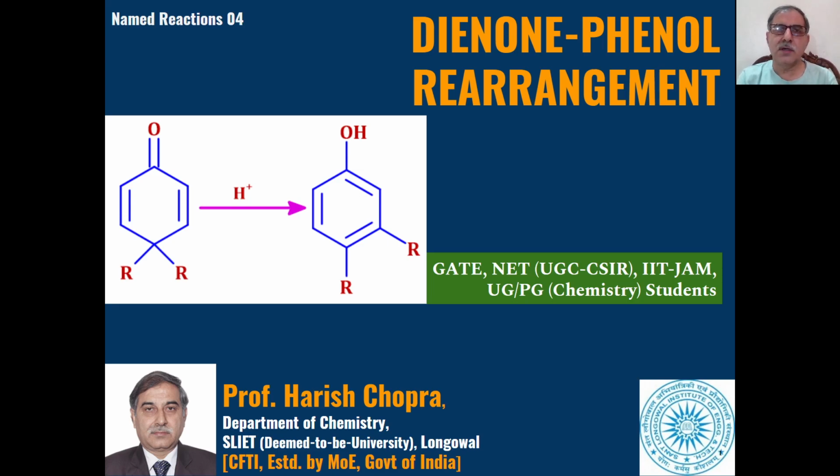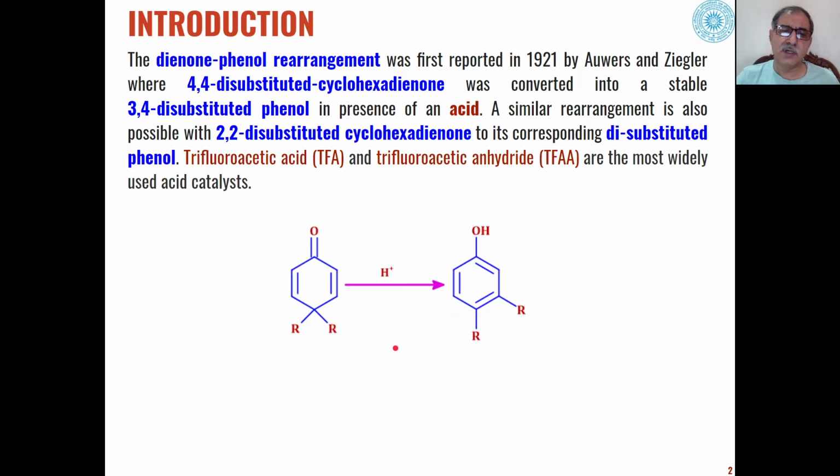Dear students, continuing with our lecture series on named reactions, the next lecture is on dienone phenol rearrangement. The dienone phenol rearrangement was first reported in 1921 by Ziegler and Obers. And here basically what happens is that if we are having 4,4 di substituted cyclohexane dienones, they are converted into the corresponding substituted phenols under acidic conditions.